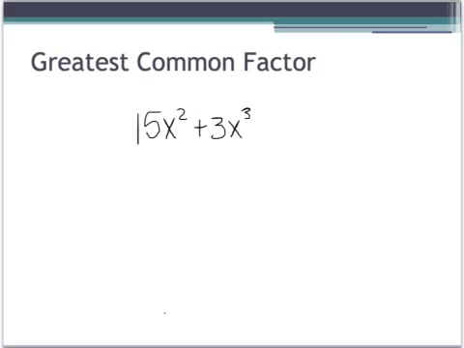Okay, take a look at your coefficients first. We have 15 and a 3. Both of those numbers can be divided by 3. Then you want to take a look at your variables, an x squared and an x cubed. You can pull out an x squared from both of those terms. So when I divide 15x squared by 3x squared, I'm left with 5. When I divide 3x cubed by 3x squared, all I have left is 1x.